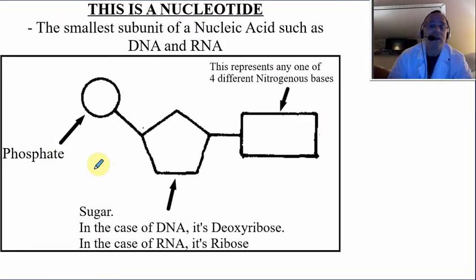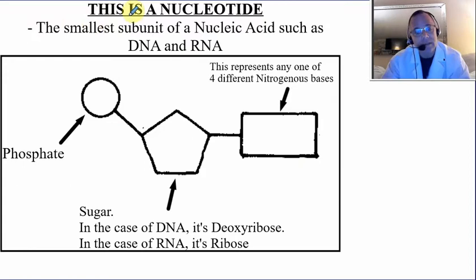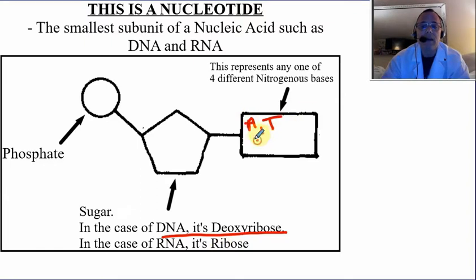All right, so if we now take a look at a nucleotide. So this is a nucleotide. It's the smallest subunit of a nucleic acid. And these nucleic acids are DNA and RNA at the moment. Let's not talk about RNA. But here's that phosphate group. Here's the sugar. In the case of DNA, it is deoxyribose. If we are talking RNA, it's called ribose. And here is the nitrogenous base, of which we could have adenine, thymine, guanine, or cytosine.